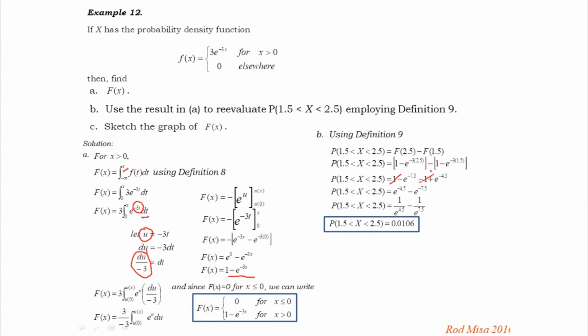So whichever way you use, you will come up with the same answer as long as you follow the definitions and theorems here. So sketching the graph of our cumulative distribution function, we start the probability value from 0, and then it increases to 1 as x approaches infinity. So the curve is asymptotic to y equals 1.